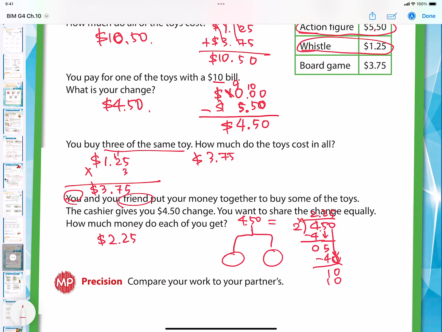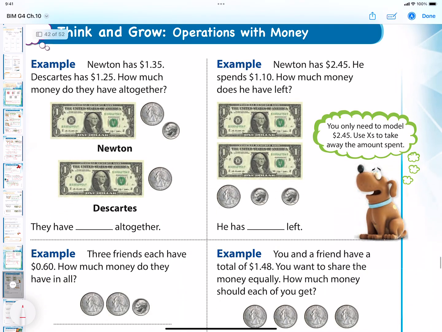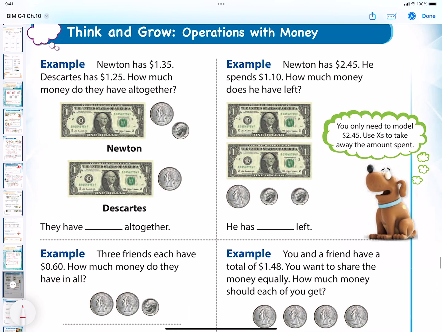Okay, now compare your work to your friends or partners. You don't need to, right? Let's go. All right, here, example. Let's practice more, guys.